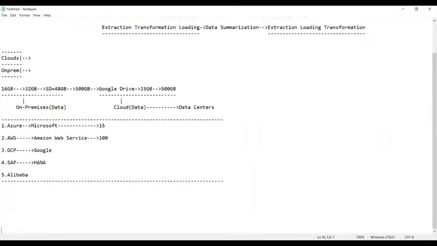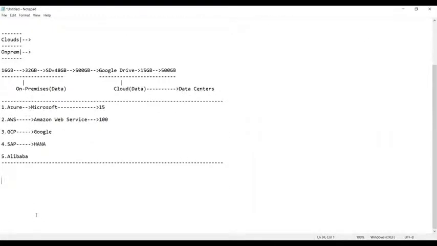And these cloud services they are providing in three categories. What is that? The first one is called what? IaaS. The second one they are providing in the form of what? PaaS. And the third one they are providing in the form of what? SaaS. What is IaaS, guys? IaaS stands for infrastructure as a service.